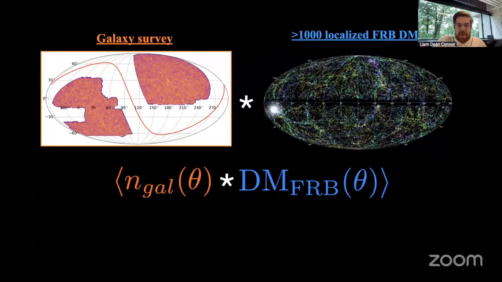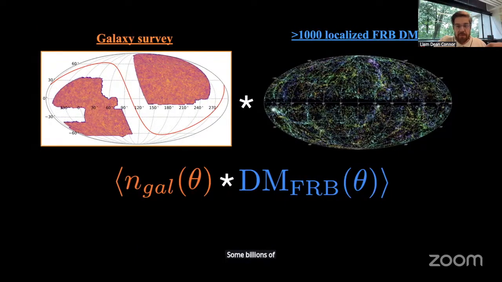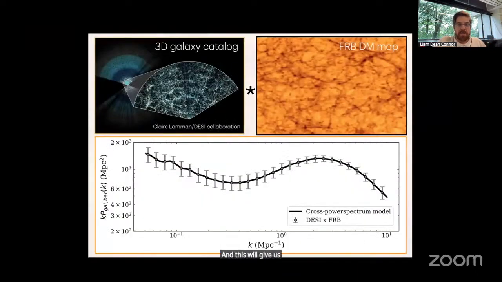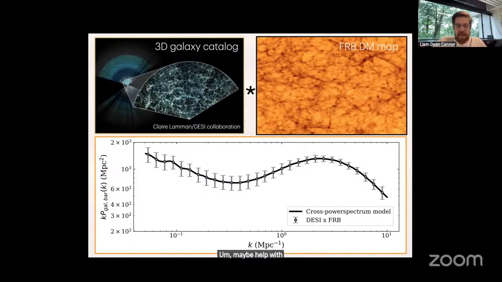In the future, when we have many thousands or tens of thousands of FRBs, we want to move into a large-scale cross-correlation game. The most obvious one is a spectroscopic galaxy survey or some billions of photo-zs from Rubin, let's say, cross-correlated against delta DM, so excess dispersion measure after subtracting off the Macquart DM. And this will give us a cross-power spectrum that contains a lot of information about feedback and galaxy formation and can also maybe help with this KSZ tomography degeneracy.